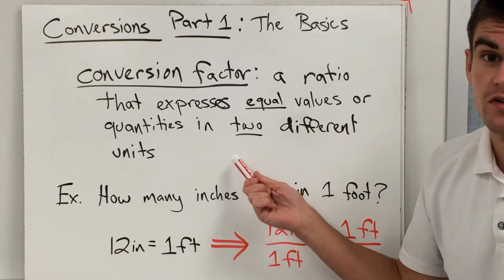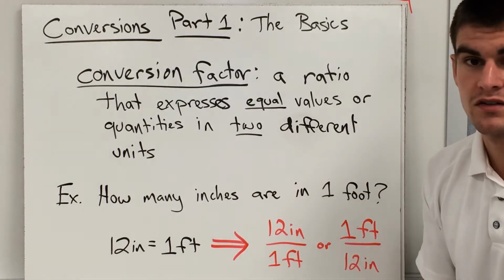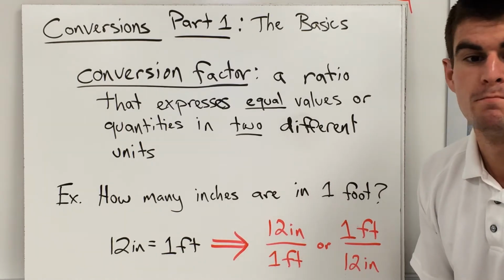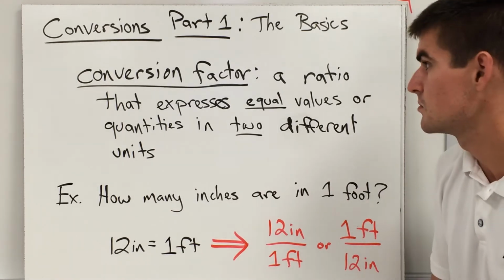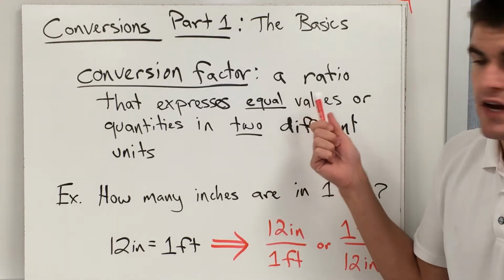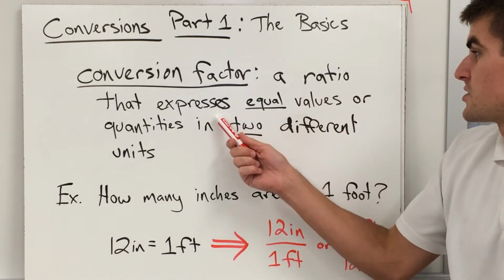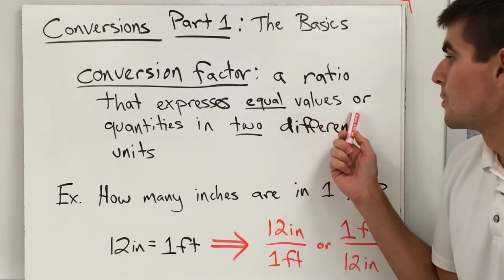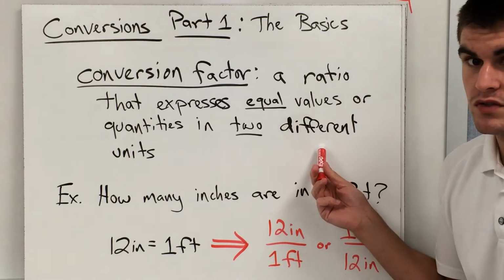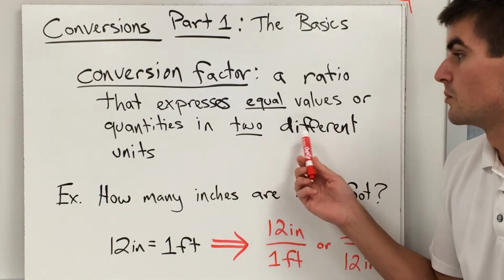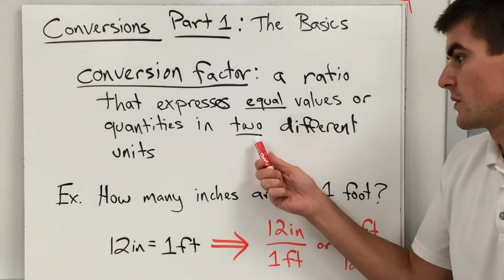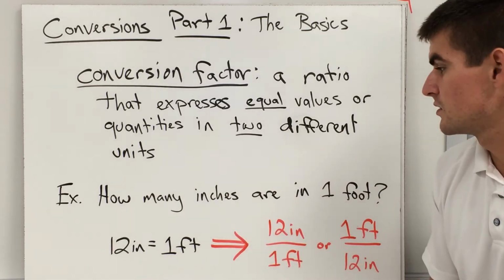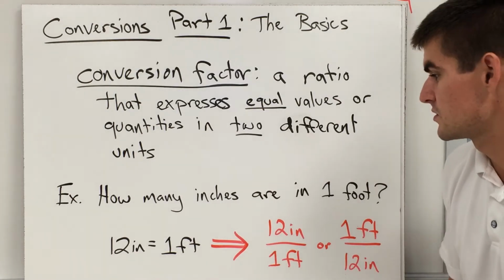So first thing we need to talk about is, okay, what the heck is a conversion factor? Kind of alluded to them a little bit with the metrics that we talked about with the SI system. A conversion factor is a ratio that expresses equal values or equivalent measurements or quantities in two different units. This allows us to convert from one set of units to the other. That's why we have two separate units. Something you've seen before, just start off with something you know, and then we'll apply it to some new stuff.